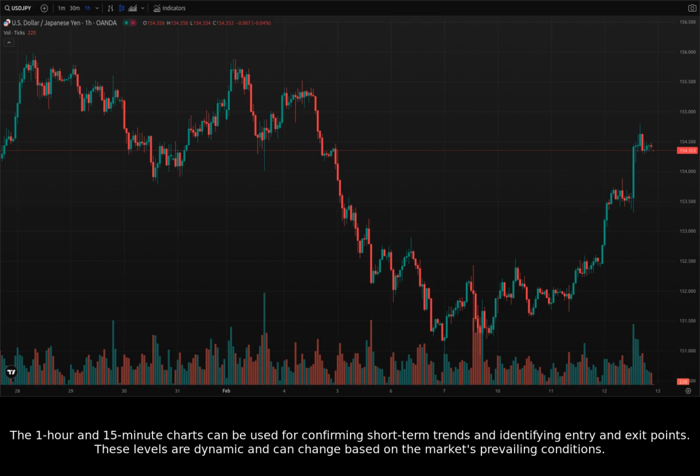The 1-hour and 15-minute charts can be used for confirming short-term trends and identifying entry and exit points. These levels are dynamic and can change based on the market's prevailing conditions.